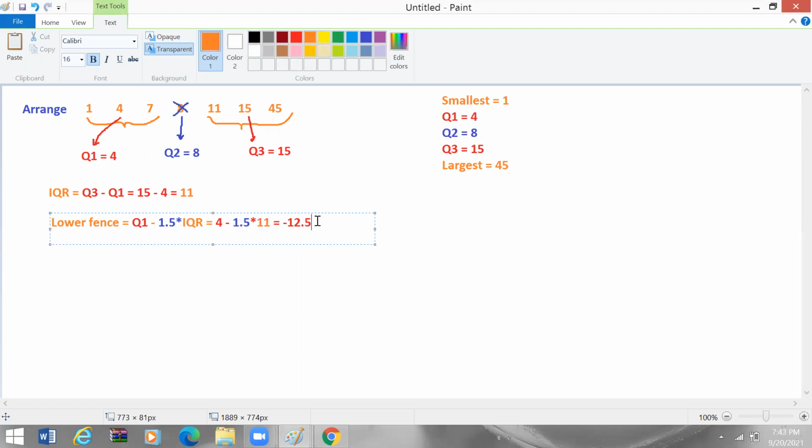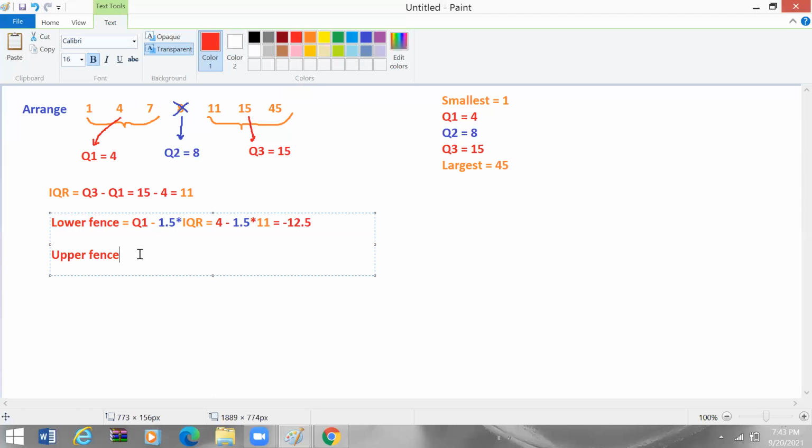And then I'm going to set up the upper fence. So why is it important to have the upper fence? We want to see if there is any data that is bigger than that. But apparently on the lower fence, there's no data that is smaller than negative 12.5, right? Because the smallest number is 1. So 1 is the safe value because it's not going out of the boundaries of negative 12.5. So we're good to go. Okay.